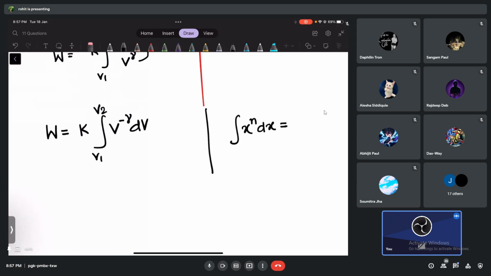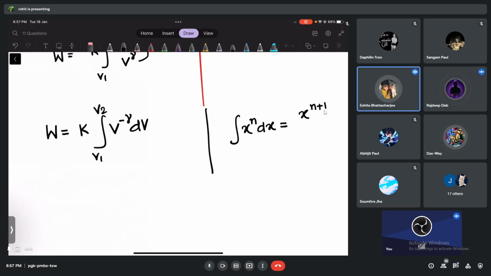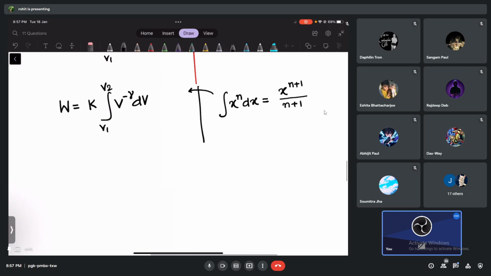Again, can you tell me? x to the power n plus 1 divided by n plus 1. I am going to use it over here. So please apply. I'm waiting. Equals K. I'm writing again. So let's integrate this part. This whole thing will reduce to this.